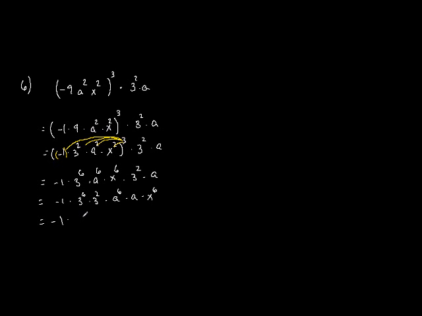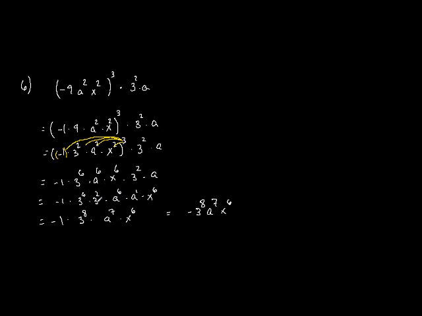I add the exponents. That gives me 3 to the 8 times a to the 7. I add the 6 and the 1. And all this times x to the power of 6. This finally gives me a final answer of negative 3 to the 8, a to the 7, x to the 6.